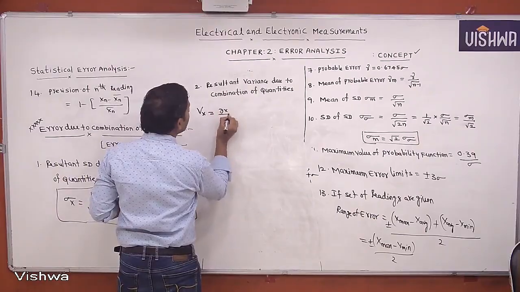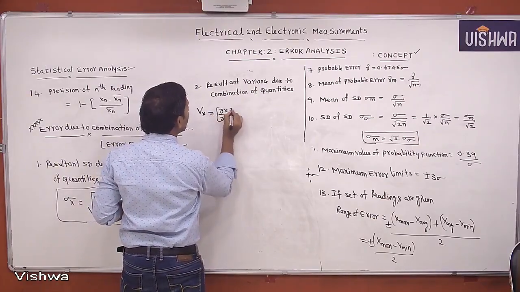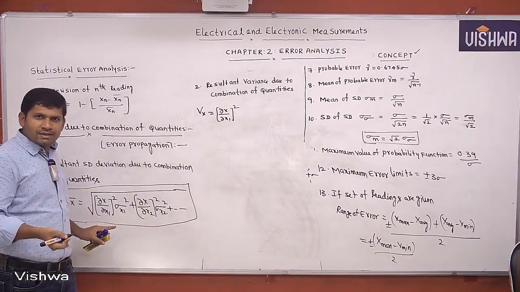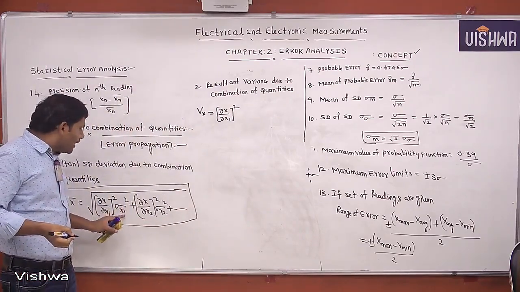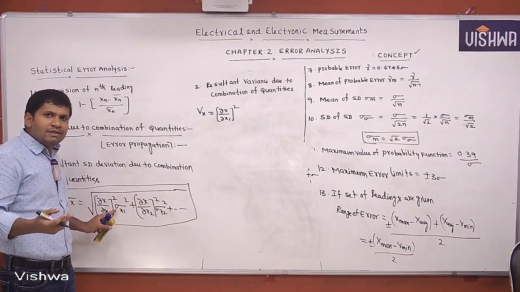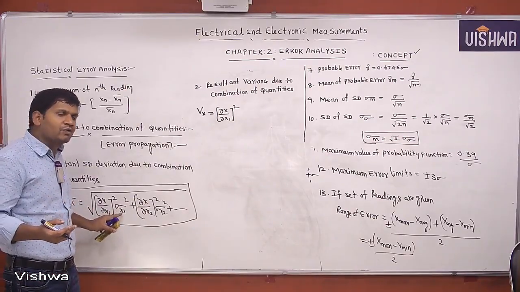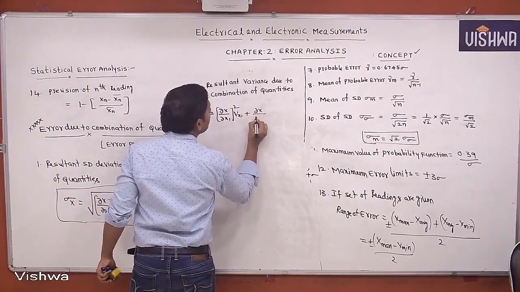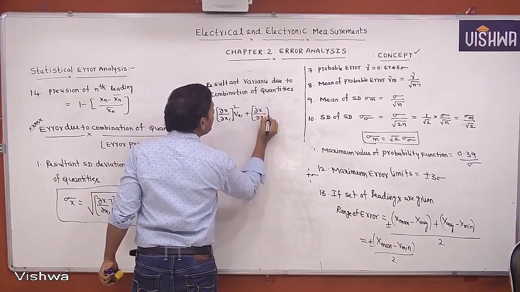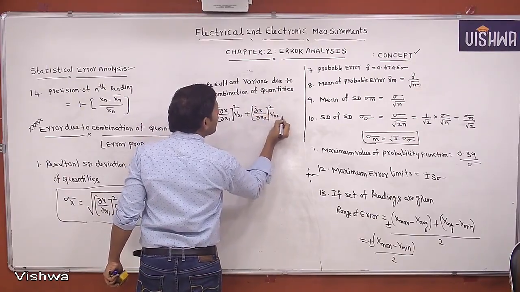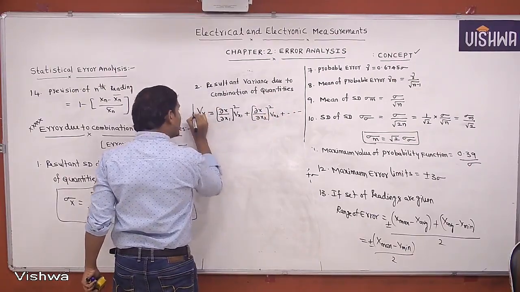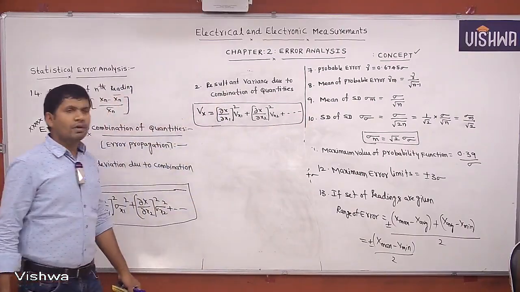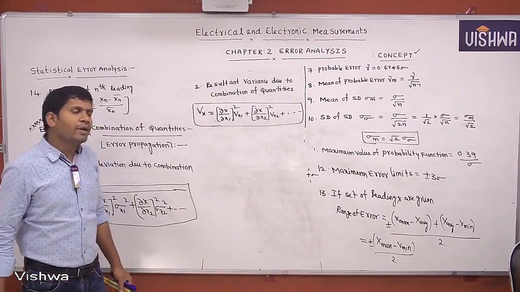Dou x by dou x1 whole square into sigma x1 square is nothing but a variance. This is a sigma square, sigma square equals V. This is the variance in x1, so you can substitute the variance in x1. Then dou x by dou x2 whole square, and so on. How can we apply this formula? While solving problems we get some idea. Up to that, you remember this one. This is the resultant variance due to combination of quantities.